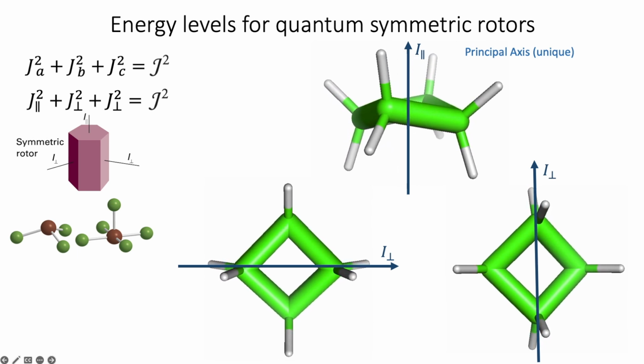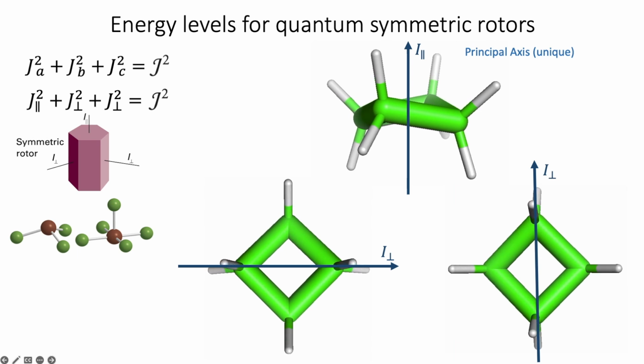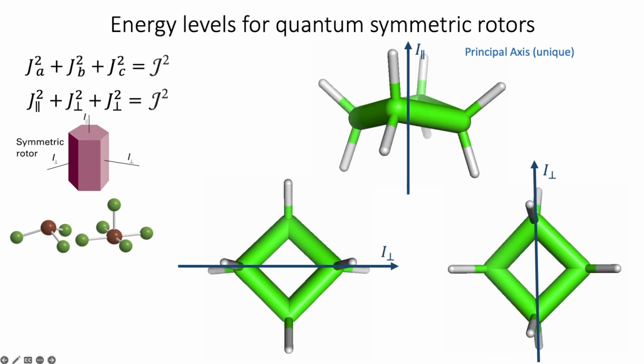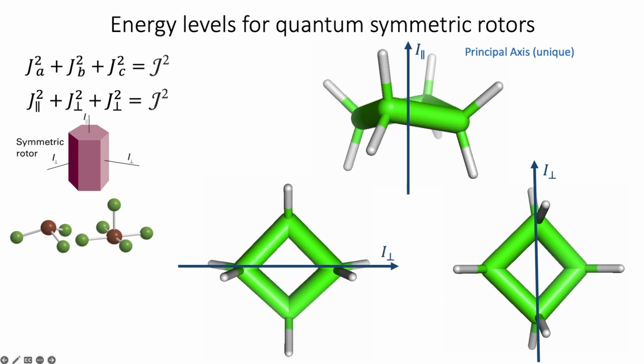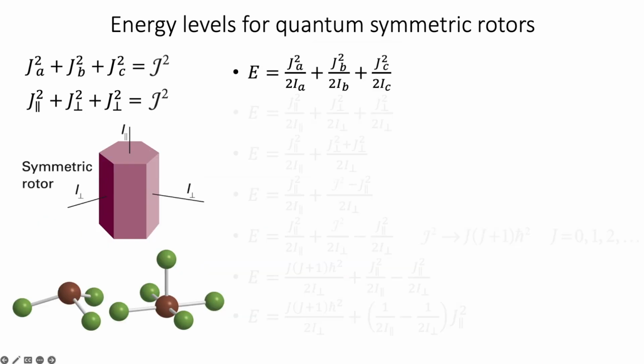And the one that's unique, for this particular rotor, the symmetric rotor, we call that the principal axis. So the unique axis is the principal axis. Up next, let's figure out an expression for the energy levels for the symmetric rotor, because it's going to be different; that one axis is different from the other two.